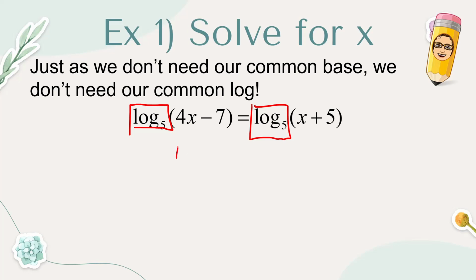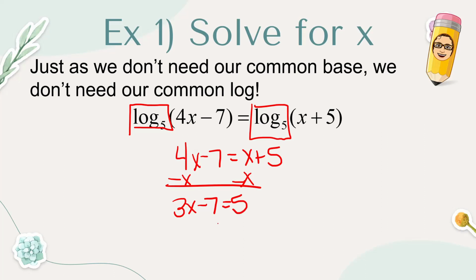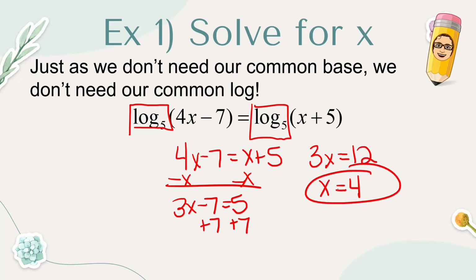All I care about is the insides. Because if it's log base 5 of 3 on the left, it also has to be log base 5 of 3 on the right-hand side. So I'm going to solve. I'm going to subtract x. I'm going to get 3x minus 7 equals 5. I'm going to add 7 on both sides. 3x equals 12. I'm going to get x equals 4.